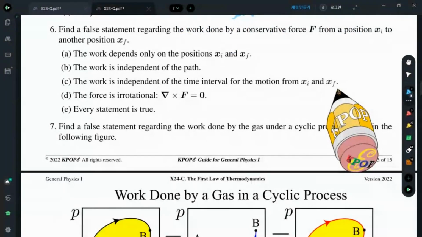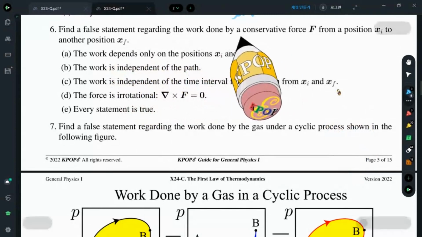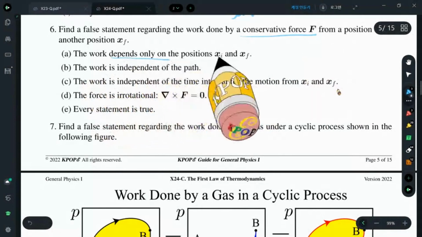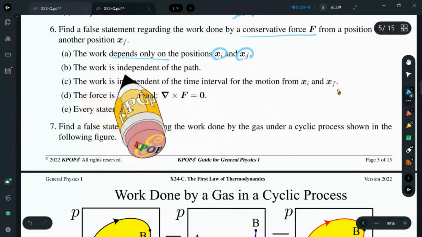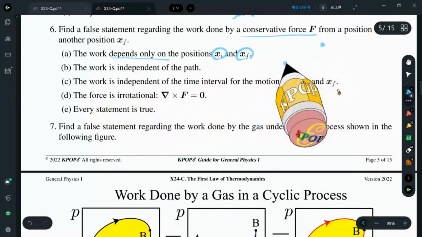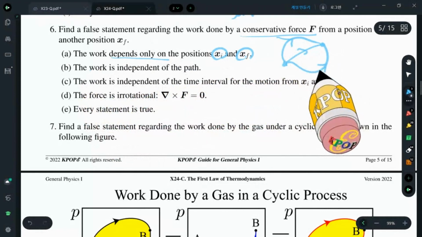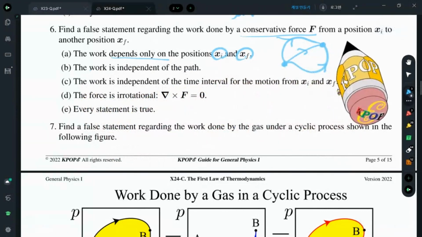Sixth, a statement regarding the work done by a conservative force. Work depends only on the position, initial and final, right? Work is independent of path. Any path, only the initial and final position matter.